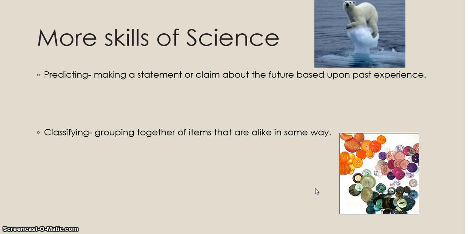Another skill that scientists use is predicting. When you're predicting, you're making a statement or a claim about the future based upon past events or past experience. So for this polar bear here on this ice, we can make a prediction that he's going to fall because based upon past experience, we all know that ice melts. So eventually, he's going to run out of ice. So that is a prediction.